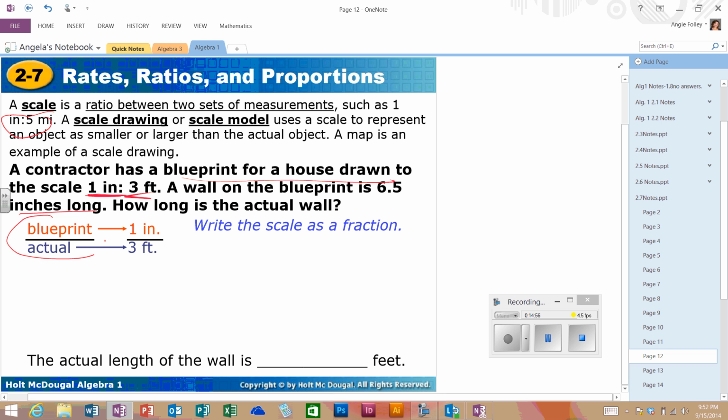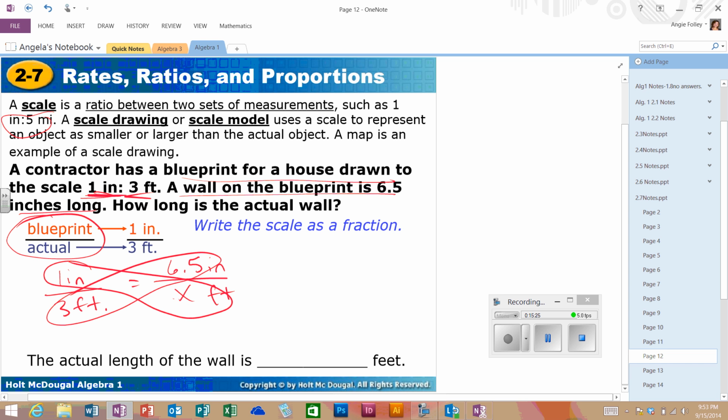Well, let's do our proportion, our blueprint to our actual. Well, we know in our blueprint 1 inch means 3 feet. We want to set this equal to what is really going on. So in the blueprint, if I have 6.5 inches, because it needs to be the same on top, how many feet is this? So now we're going to use cross multiplication. When I cross multiply, 1 times x is just x, and 6.5 times 3 comes out to 19.5. So the actual length is 19.5 feet, and you need to know which units they are.